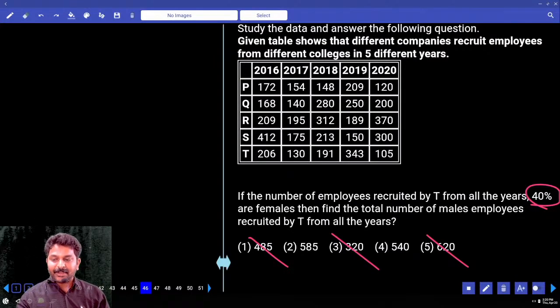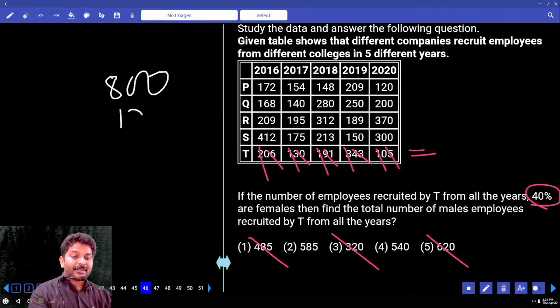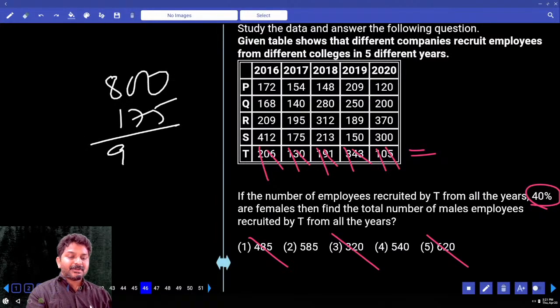Now let's see. We have to add all the values now. 200, 100 plus 100. 4 plus 3, 7 plus 1, 800. Okay. Next. 6 plus 30, 36 plus 91, 127. 127 plus 43, 170 plus 5, 175. So 975. On this you need to calculate 60%.